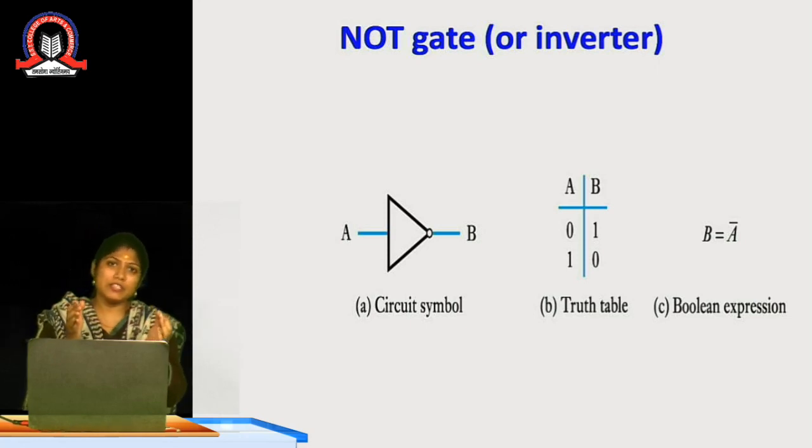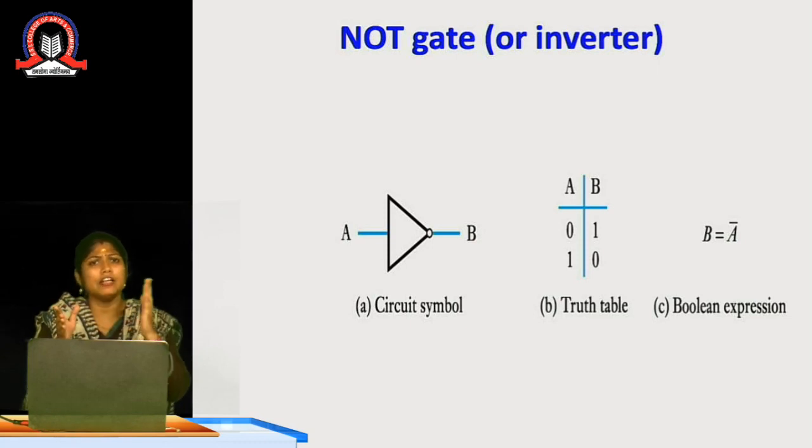In NOT gate, if the input is 0, then the output will be 1. Or if the input is 1, the output will be 0. So it just inverts the output. 0 is replaced, 0 output will be 1 and 1 output will be 0.